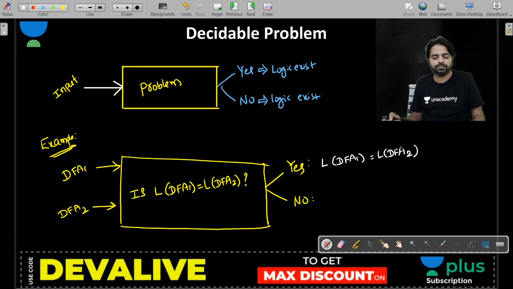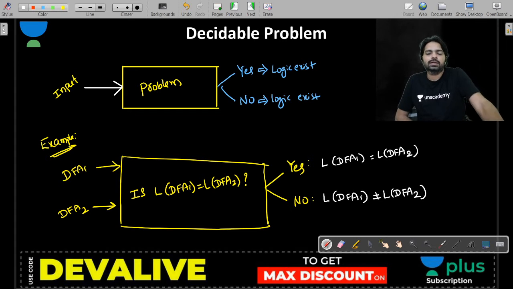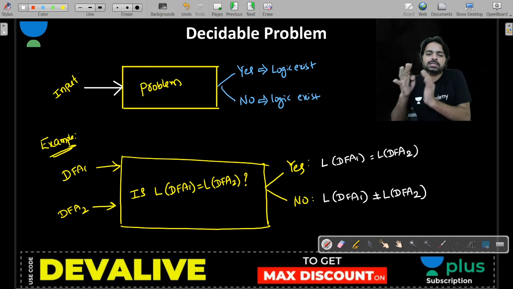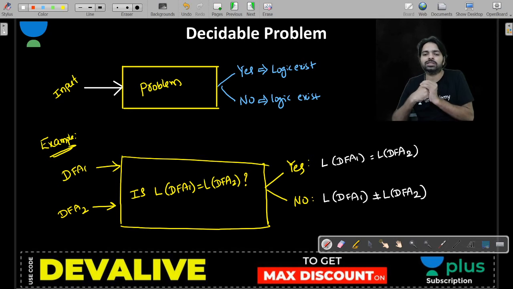Yeah, thank you. No means language of DFA1 not equal language of DFA2. Everyone, guys, when we say a problem is decidable, you have a logic for yes and no. Now I have a question. Can you decide the given two DFAs accept same language?